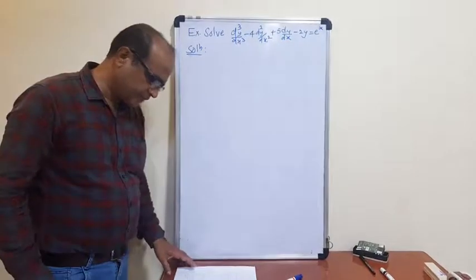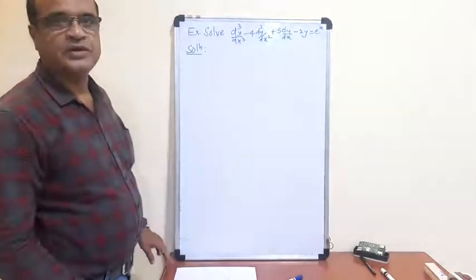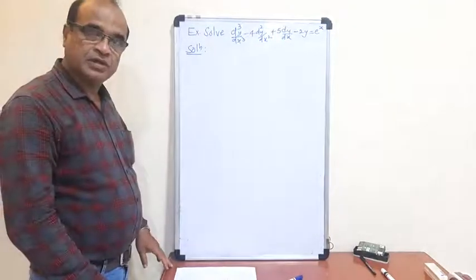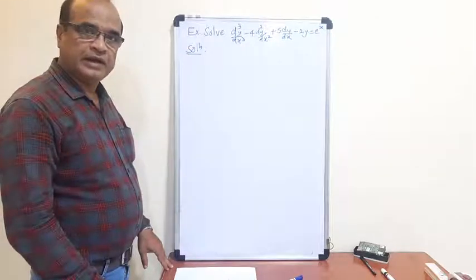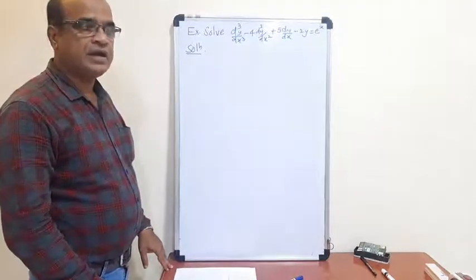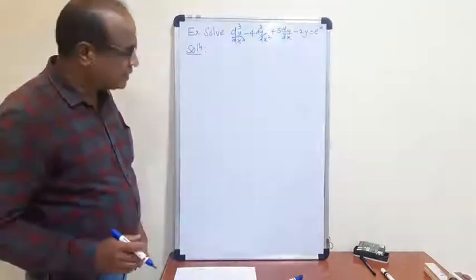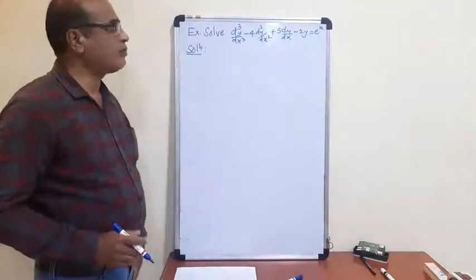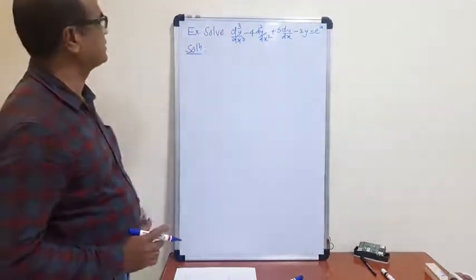Welcome. In this lecture on linear differential equations with constant coefficients, we solve the example when the right hand side of the linear differential equation, X, is equal to e raised to ax. When X is equal to e raised to ax, what is the particular integral? Before that, we take the example d cube y by dx cube minus 4 d2y by dx square plus 5 dy by dx minus 2y is equal to e raised to x.